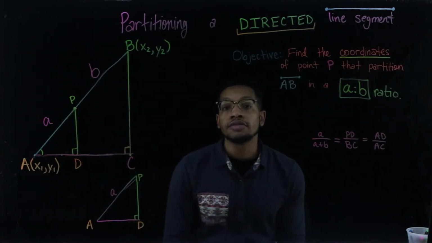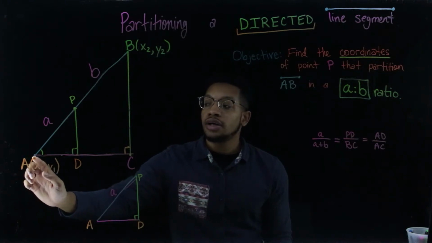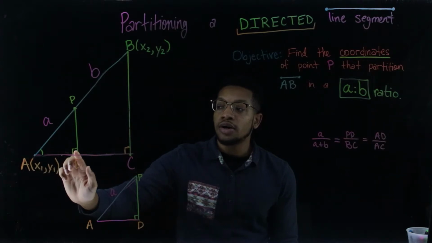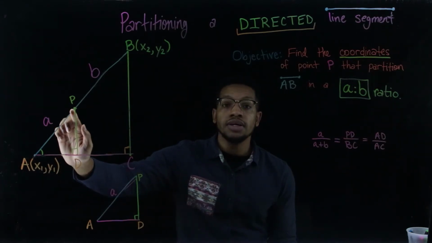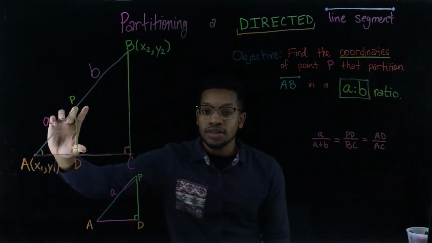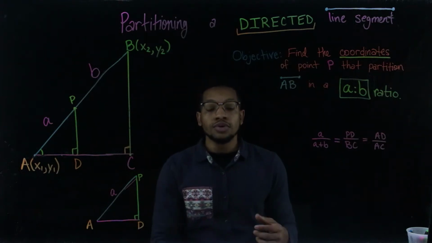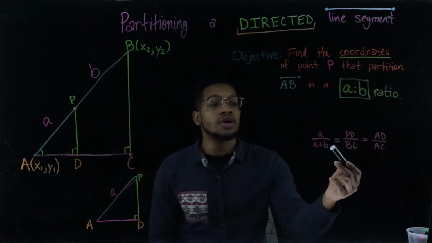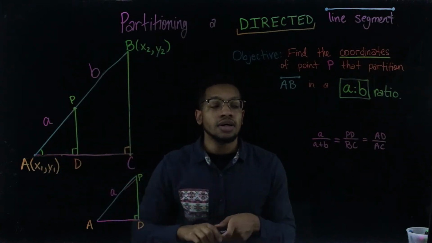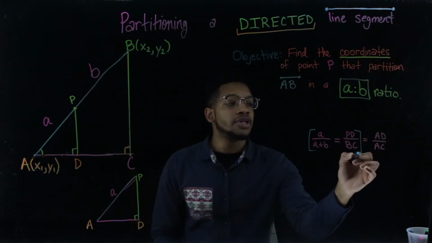In order to find the coordinates of P, we can think of it as starting at point A and then going over a distance of AD and then up a distance of PD. If we can figure out this distance and this distance, then that can help us find that point. So I'm going to use the relation that we know to solve for both AD and PD. I'll use this right here to solve for PD first.